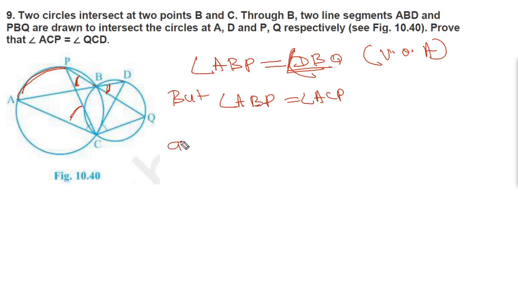Okay, and come to this circle, angle DBQ is equal to angle DCQ, or you can say QCD. Why? They are also angles subtended by the same segment or same arc. This arc is subtending angle DBQ and angle QCD. So you write angle DBQ is equal to angle QCD.